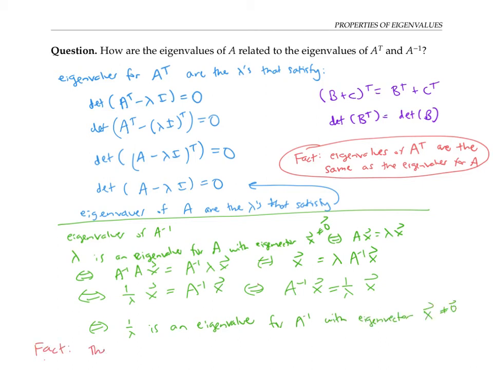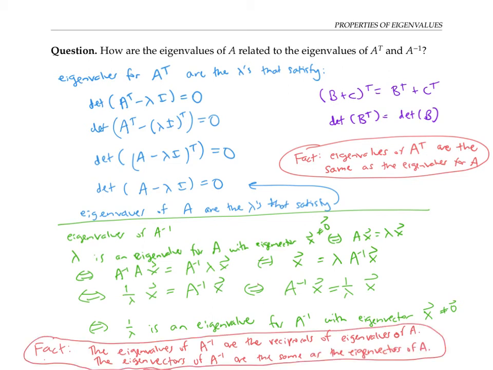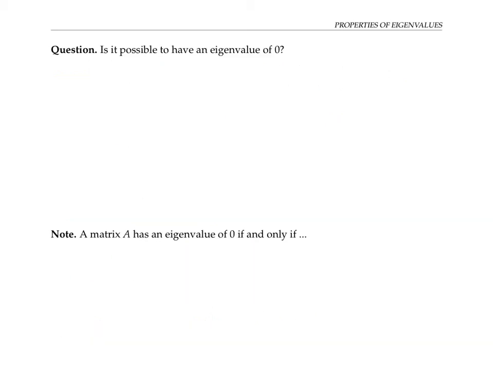So the eigenvalues of A inverse are the reciprocals of the eigenvalues of A. And furthermore, the eigenvectors of A inverse are the same as the eigenvectors of A. So is it possible to have an eigenvalue of 0? In fact, it is.